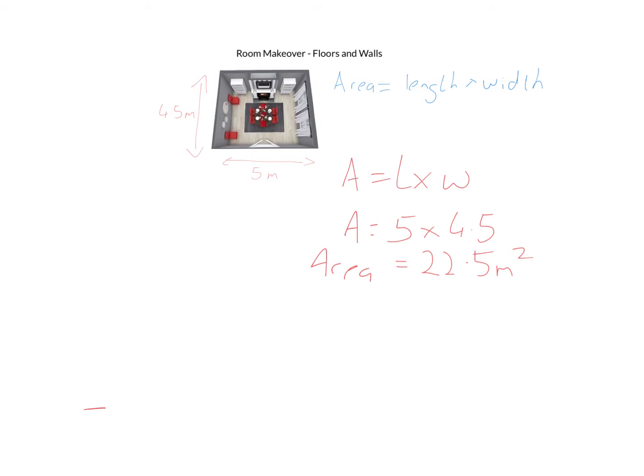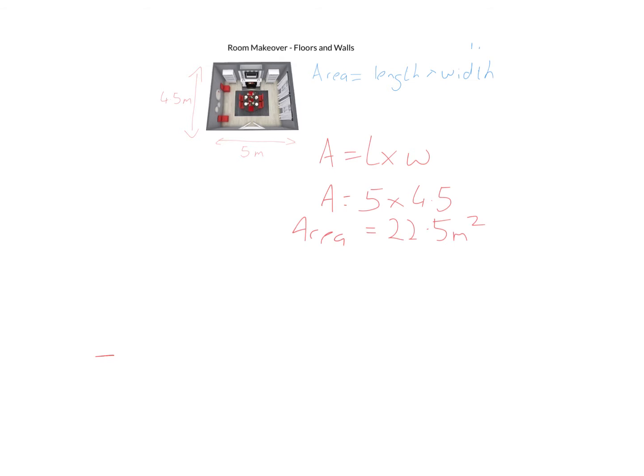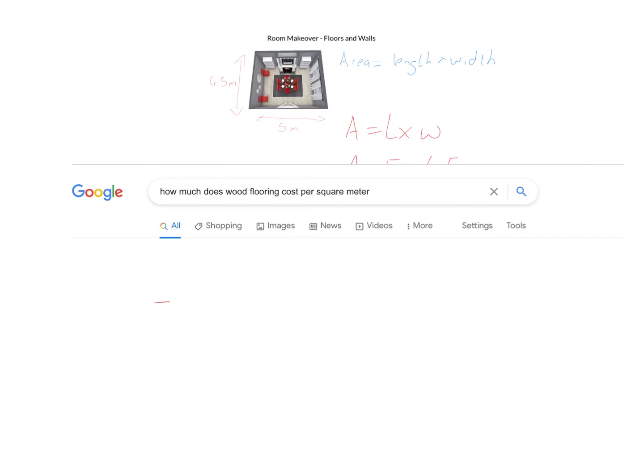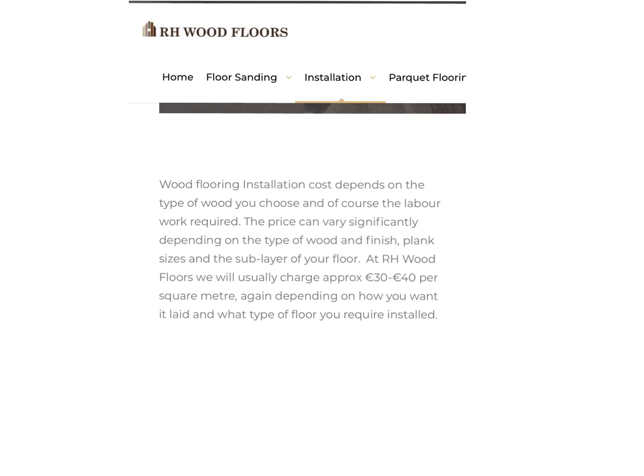Now that I know how big the floor is that I want to cover, let's say I want to put in wooden flooring. What I will do is Google how much wooden flooring costs per square meter. You can see here I did just that. It wasn't much more complicated than what I just said. When I scrolled down, I found a website called RH Wood Floors, and I found this paragraph. It says at RH Wood Floors, we usually charge approximately 30 to 40 euro per square meter, depending on how you want it laid and what type of floor you require installed.